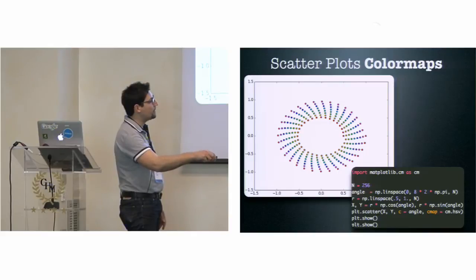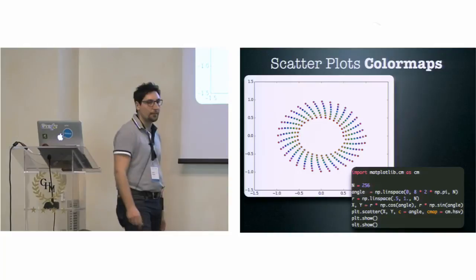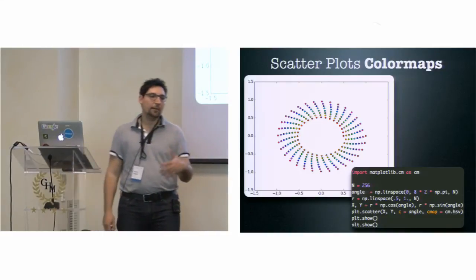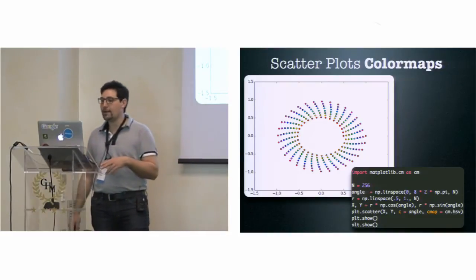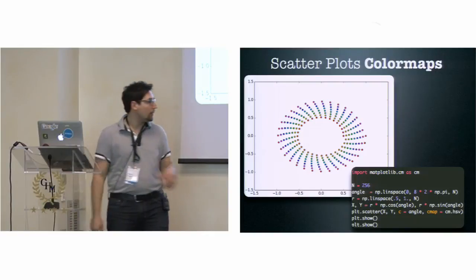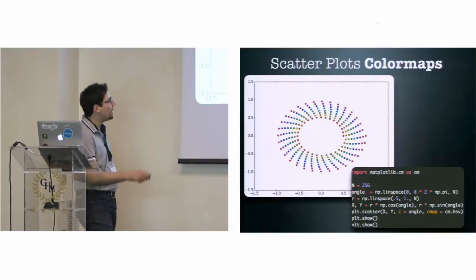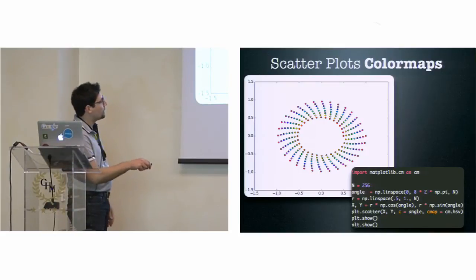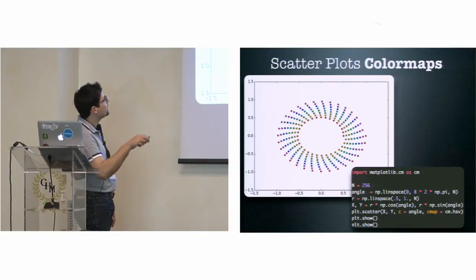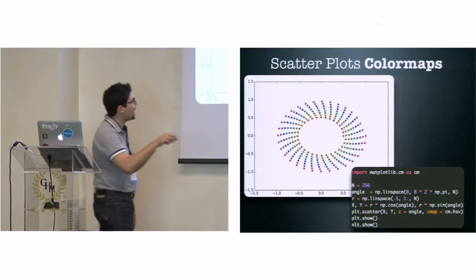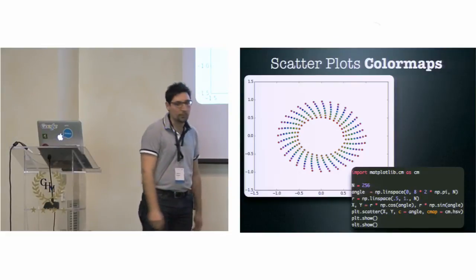The cm.hsv is one of the different color maps offered by Matplotlib. In an example that we will see shortly, we will see that there are different kinds of color maps. In this case, we may use the color maps in combination with the angle, which is an array of values, and the colors of the different points depend on the values of C, so on the values of the angle. This is the rationale behind this.